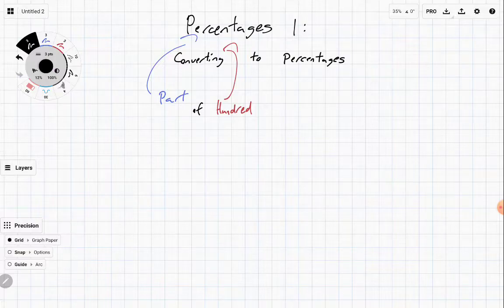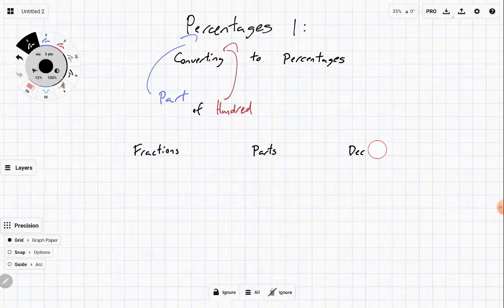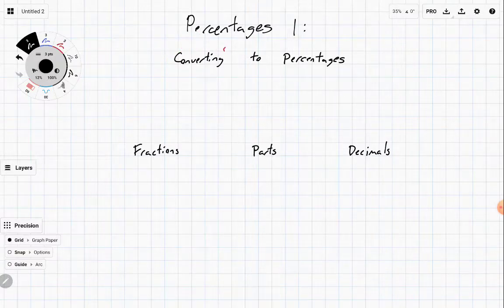So what we want to be doing in this first lesson is just learning how to convert from things that aren't percentages into things that are percentages. And so there's 3 things we want to be able to tackle by the end of this. First one is fractions. Second one is parts. And the third one is going to be decimals. Now, the wonderful thing about this is that since they all have to do with parts of 100, they're all going to have something to do with 100. So the conversion for each of these to percentages is going to look something like this.